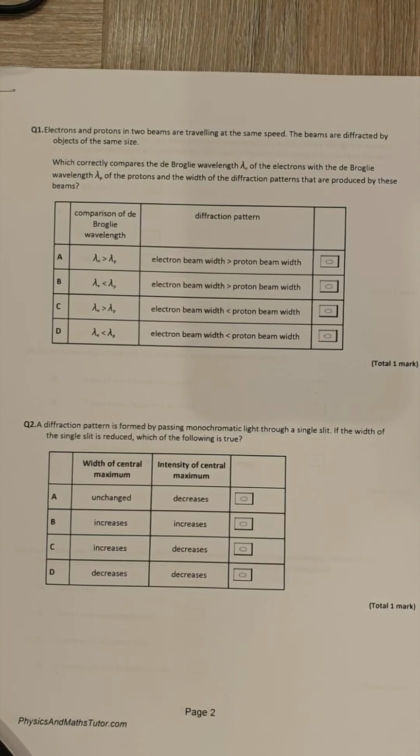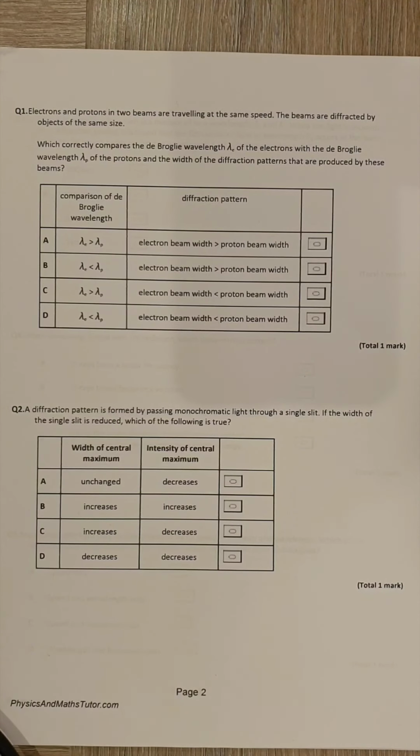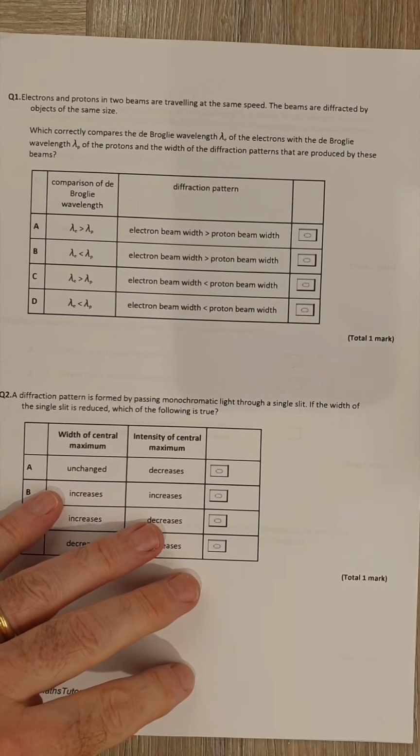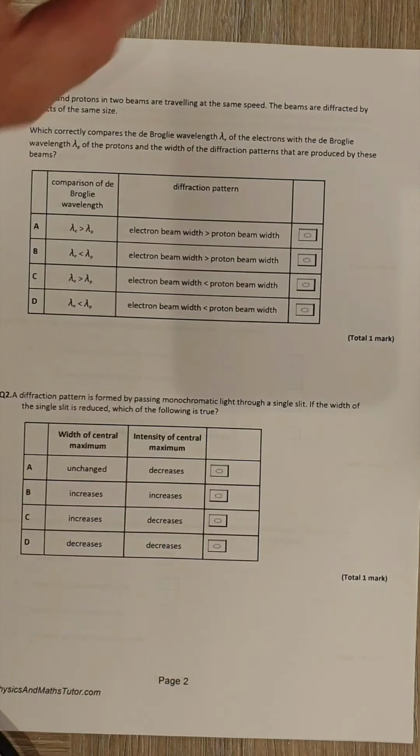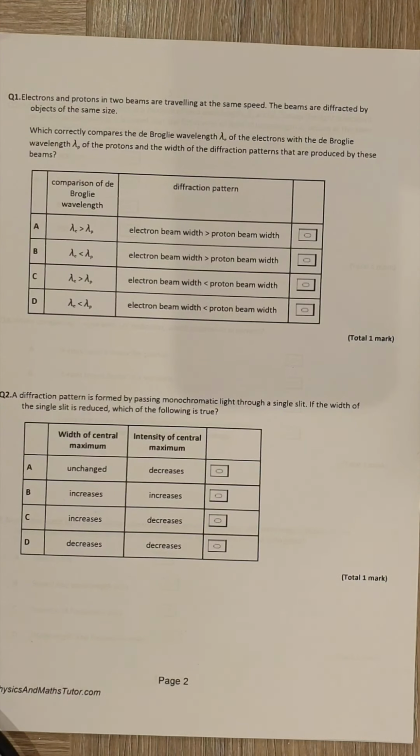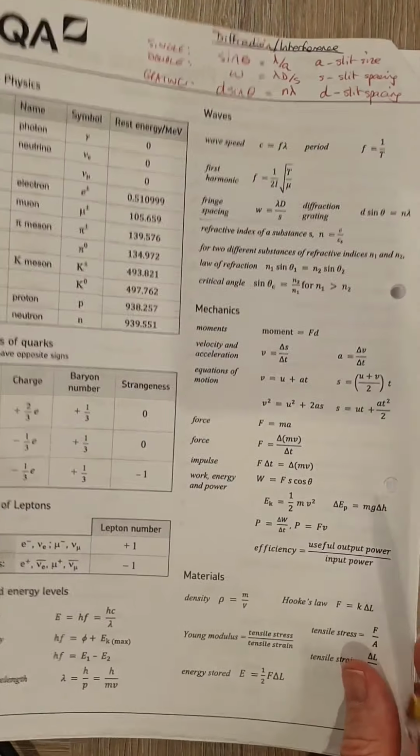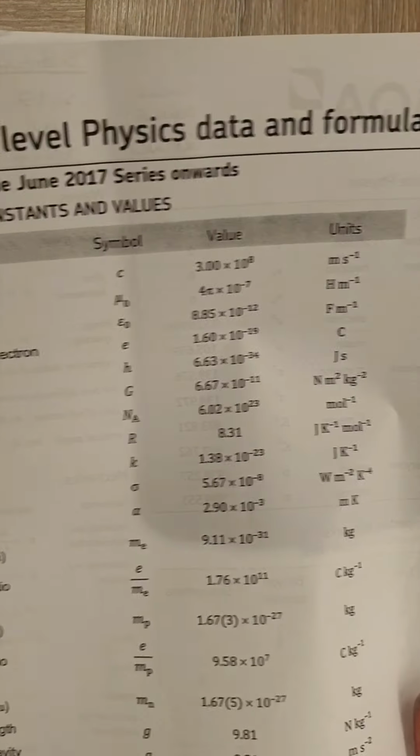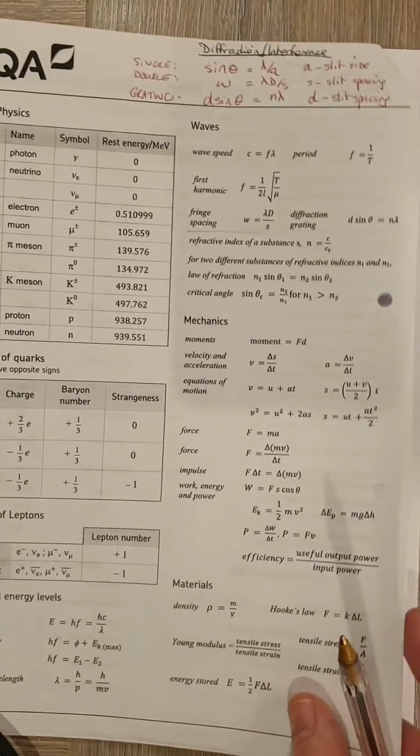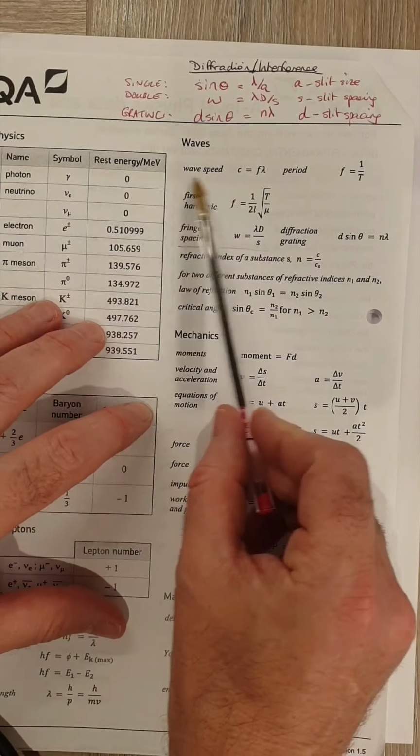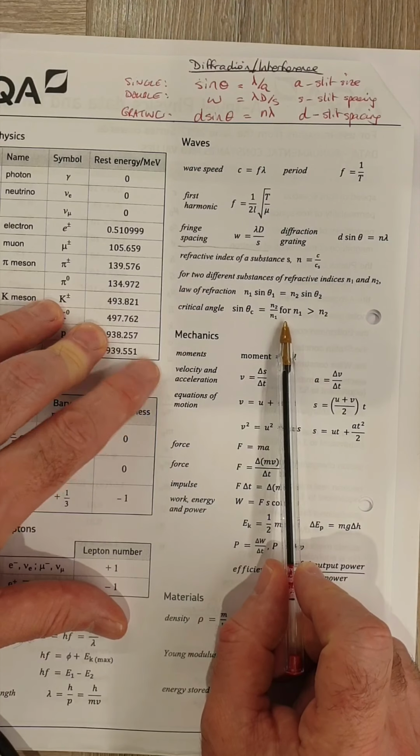Okay, so this is the multiple choice questions on refraction, diffraction and interference patterns. And before I start, one thing I'd like to do is just point us in the direction. Remember, always you need to have your data, constant and formula sheets. The waves equations are all given on the second page.